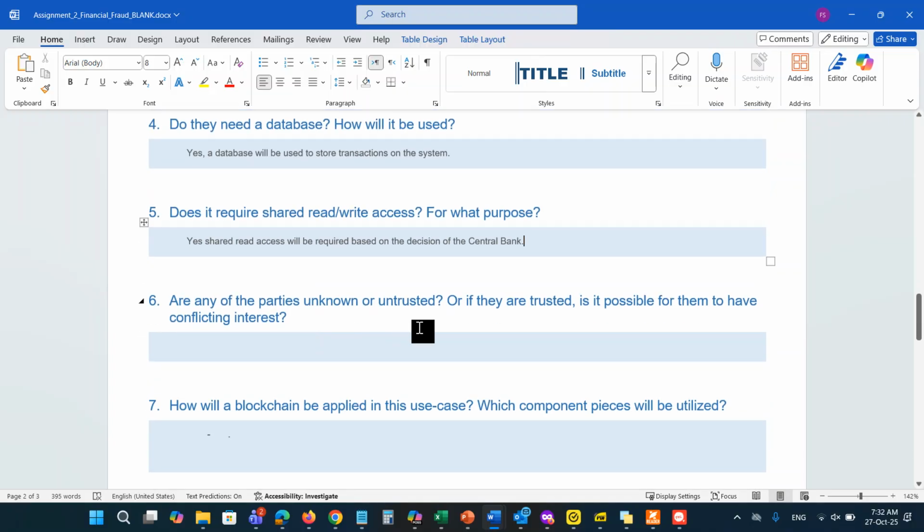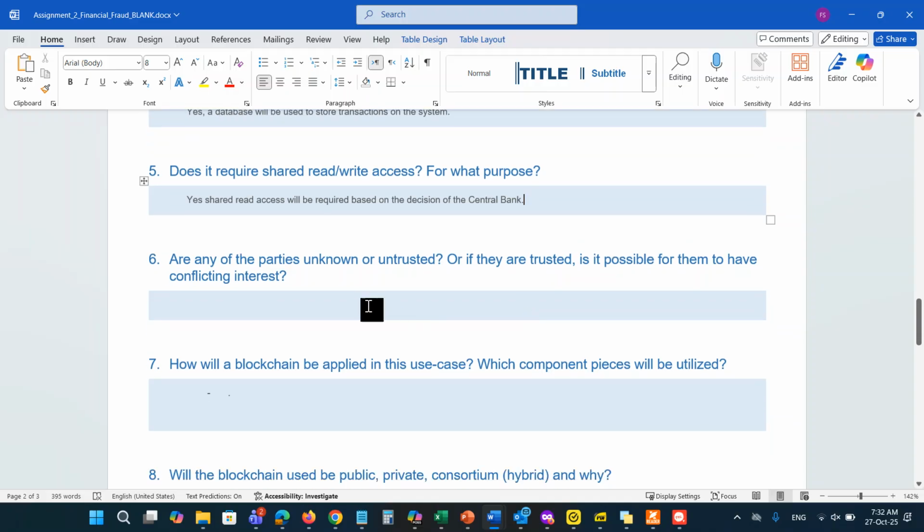Are any of the parties unknown or untrusted, or if they are trusted, is it possible for them to have a conflicting interest? So here the question is, sometimes you have different parties who have conflicting interests. For example, the central bank might generate a report, and then let's say the Ministry of Finance might generate another report, and they're going to say their report is right. So in this case, it depends on the use case. The typical answer for this is the following.